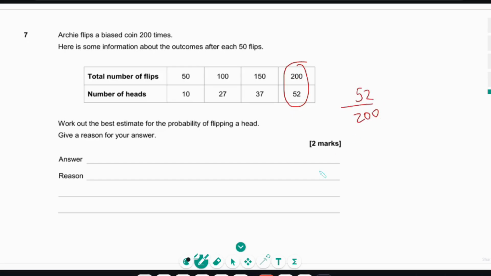52 out of 200. You could leave it like that. So we could have a simplified fraction or a decimal. Either would be fine. What's the reason? More trials. He's flipped the coin more times, so it'll be the best estimate. More trials.